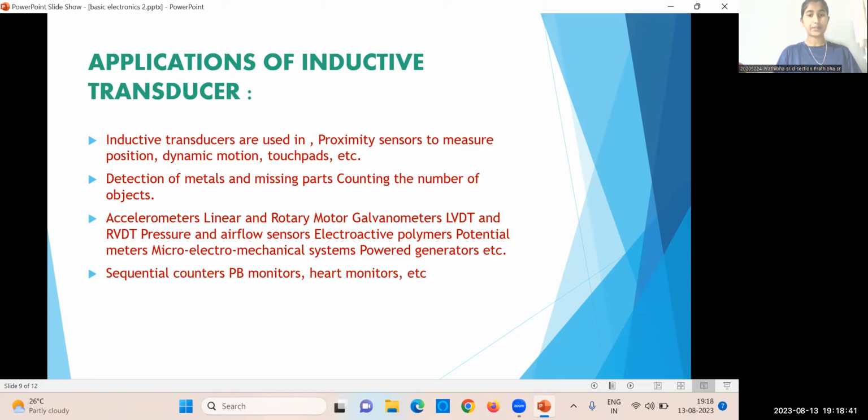Inductive transducers are used in proximity sensors, which are used to measure position, dynamic motion, touchpads, etc. Detection of metals and missing parts, counting the number of objects. The inductive transducers are used in accelerometers, linear and rotary motor galvanometers, LVDT and RVDT, pressure and airflow sensors, electroactive polymers, potentiometers, microelectromechanical systems, power generation, etc. They are also used in sequential counters, PB monitors and hot monitors, etc.